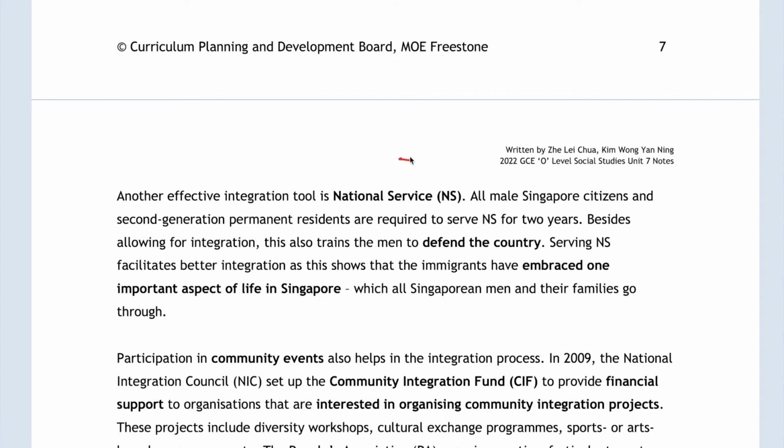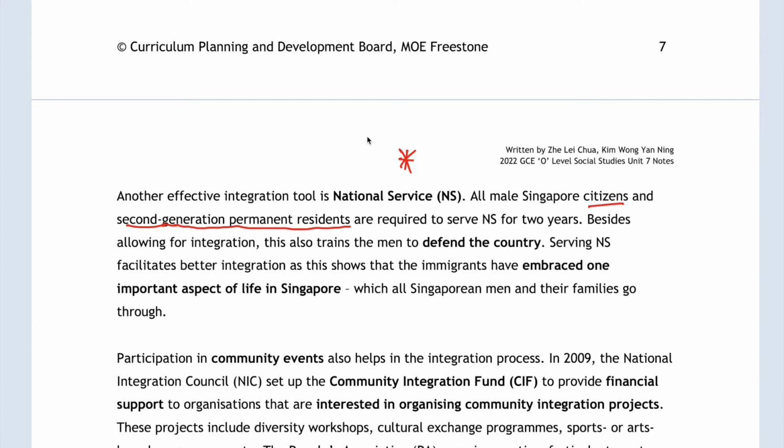Of course, all male Singapore citizens plus second generation permanent residents must go through national service for 2 years. Apart from training the men to defend the country, it actually facilitates integration, because this is a common experience between all men in Singapore. Everybody has to go through this, be it the happy memories or the tough training. It's a common experience shared amongst most Singaporean men.